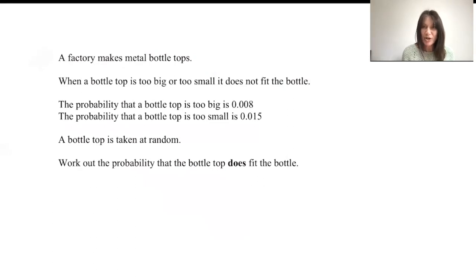Okay, this is quite tricky. It's very wordy as well. It's a probability question. So whenever I see my word probability, I obviously think about that number 1. That's the maximum probability can add up to. They're giving us the probability that a bottle top is too big or too small. So what first thing I need to do is get the total of those probabilities. So I add those.